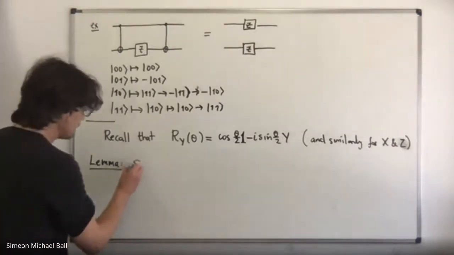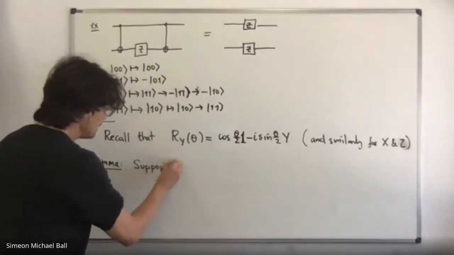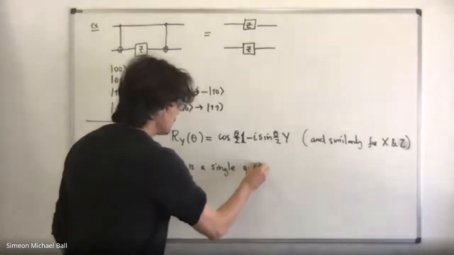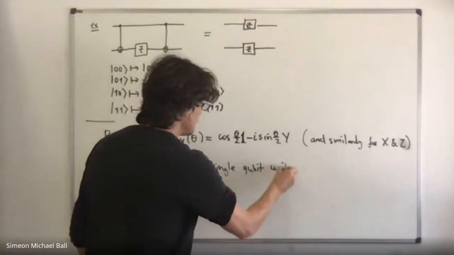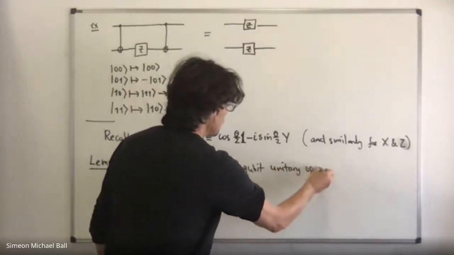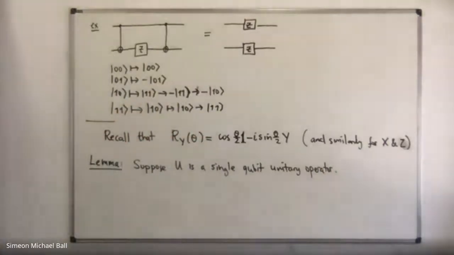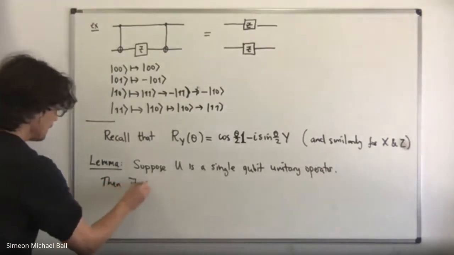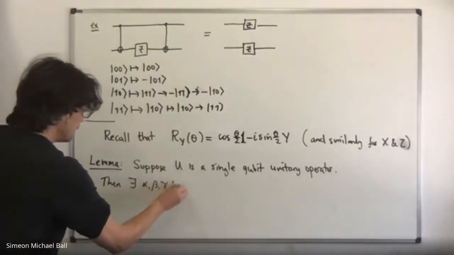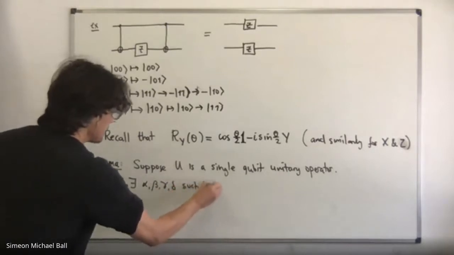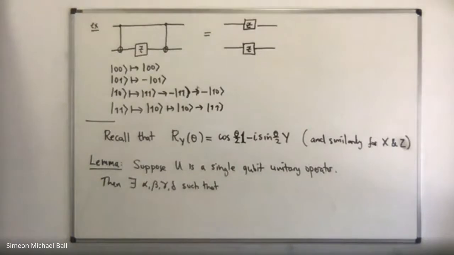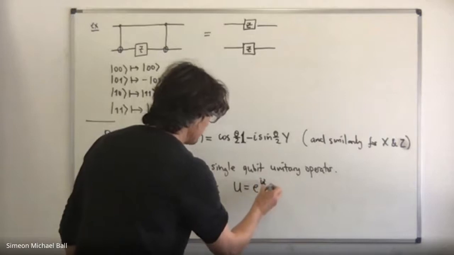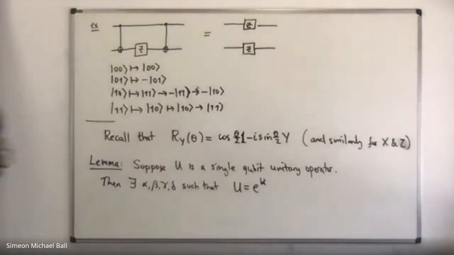Okay, so suppose U is a single qubit unitary operator. Then there exist alpha, beta, gamma, delta. So that's that. This U decomposes in the following way: e to the i alpha. Let me get that a bit clearer.